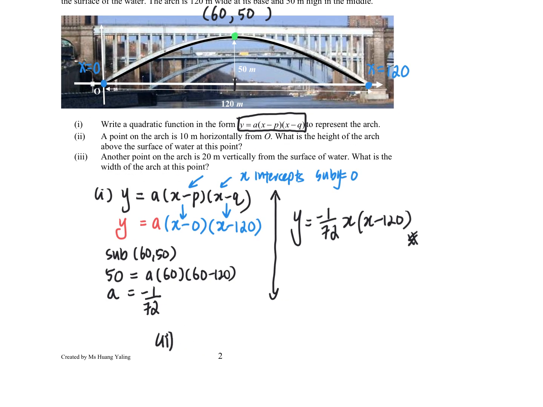Okay, next one. A point on the arch is 10 meters horizontally from O. So meaning somewhere here, 10 meters away, and then they ask you, what is the height of the arch at this point? So what are they asking you to do? Sub x as 10. So go and find your y. So it is just understanding what they are trying to ask you to do. There's nothing scary about it.